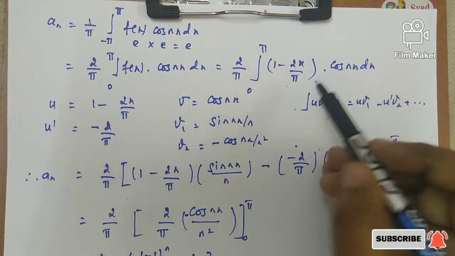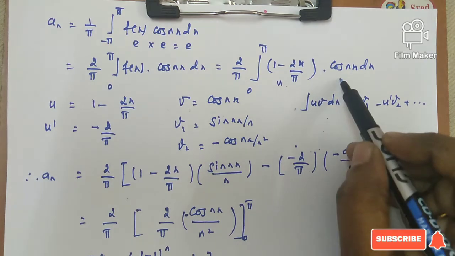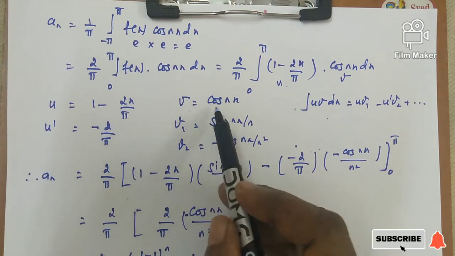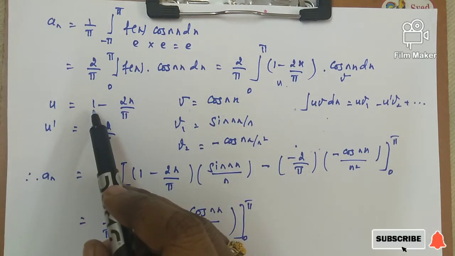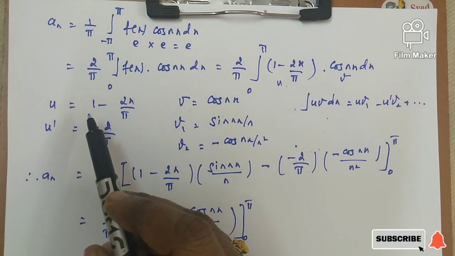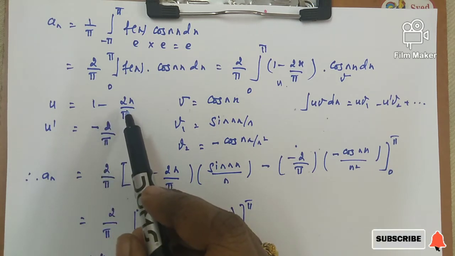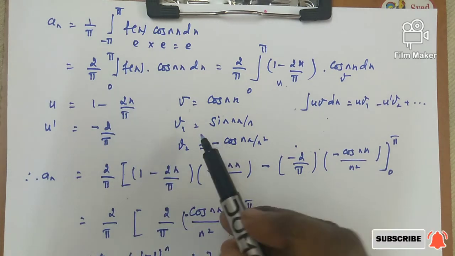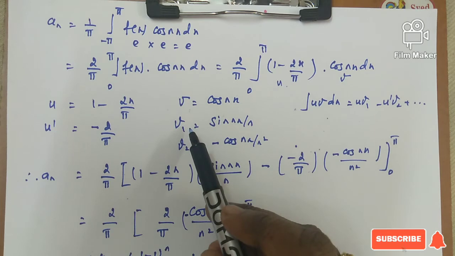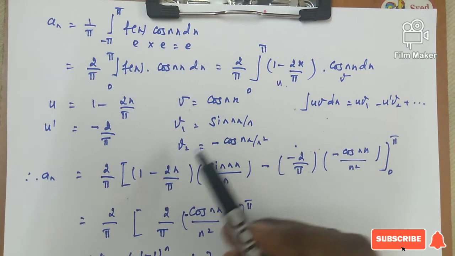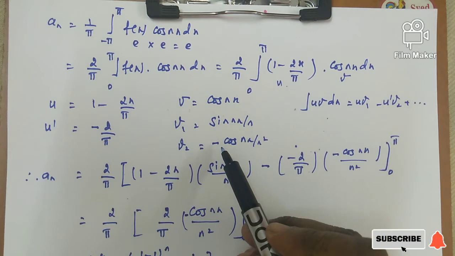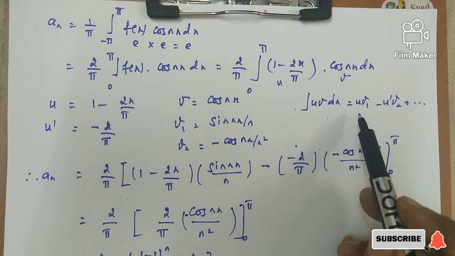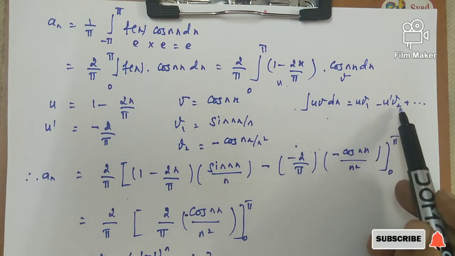Now we are going to apply Bernoulli's formula. We will take the differentiable term as u and the integrable term as v. So u is equal to 1 minus 2x by pi, v equal to cos nx. Differentiation of 1 is 0 and minus 2x by pi: minus 2 by pi is a constant, differentiation of x is 1. So v is cos nx. Integration of cos is sin nx by n, and v2, integral of sin, is minus cos nx by n square. So Bernoulli's formula: integral uv dx equal to uv1 minus u dash v2 plus etc.